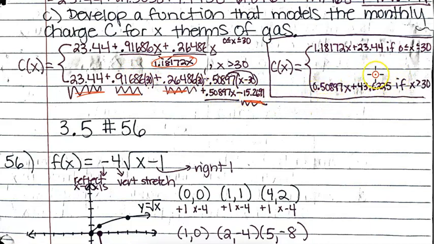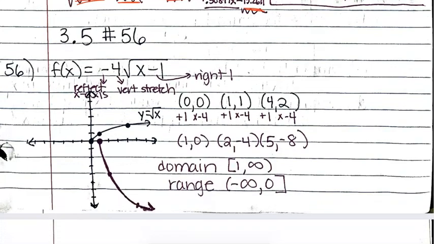That's where this 43.6225 comes from. And then obviously this guy comes from just the higher rate. So hopefully that helps you understand that if you didn't before.